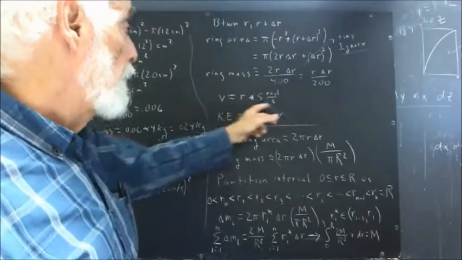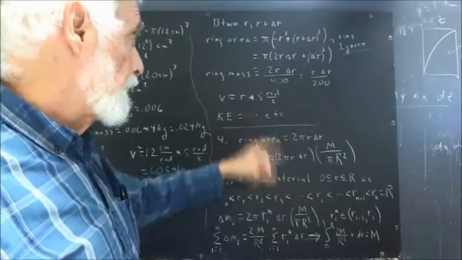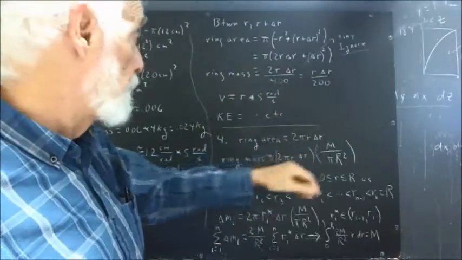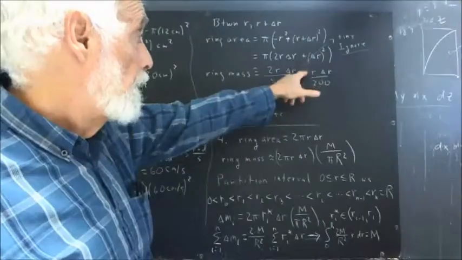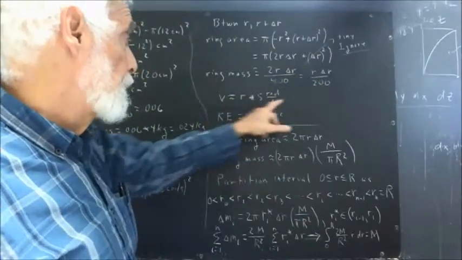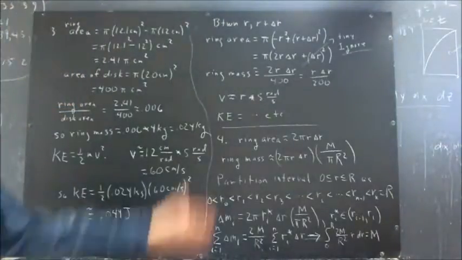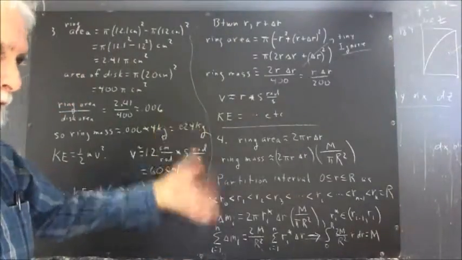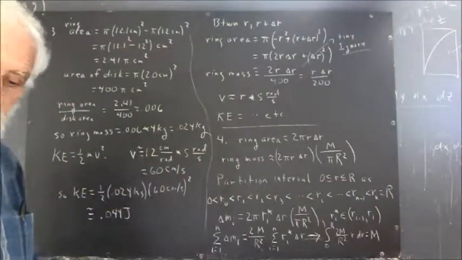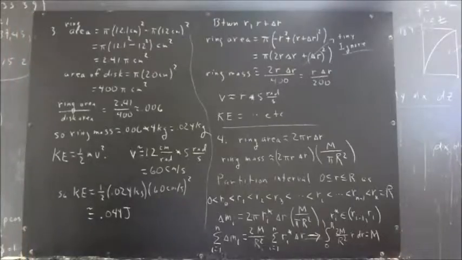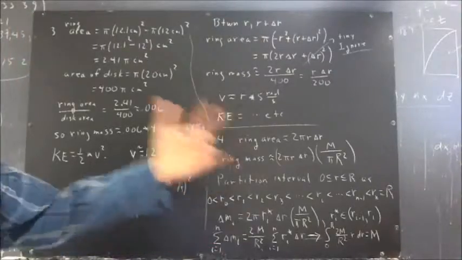So here's our velocity. And what's our kinetic energy? Well, it's 1/2 mv squared. It's going to be 1/2 of this times the square of this, and you can work that out easily enough. In the next problem, we go on and actually do a symbolic calculation for the kinetic energy of the whole disk.